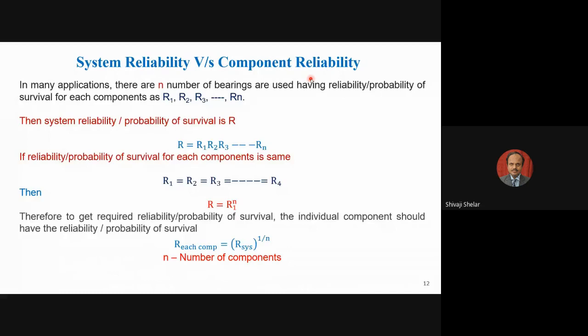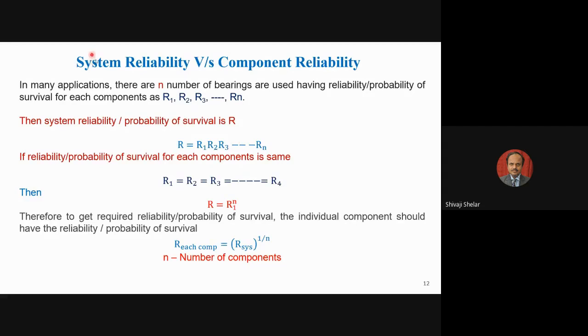So let's understand the difference between system reliability and component reliability. Your system is comprised of a number of components. Suppose there is a single shaft and the shaft is supported at 2 points. So there will be 2 bearings, and each bearing will have different probability of survival. Suppose your gearbox is a 2-stage gearbox, then there will be 4 bearings. There will be maybe 2 or 3 shafts, so there may be 6 bearings.